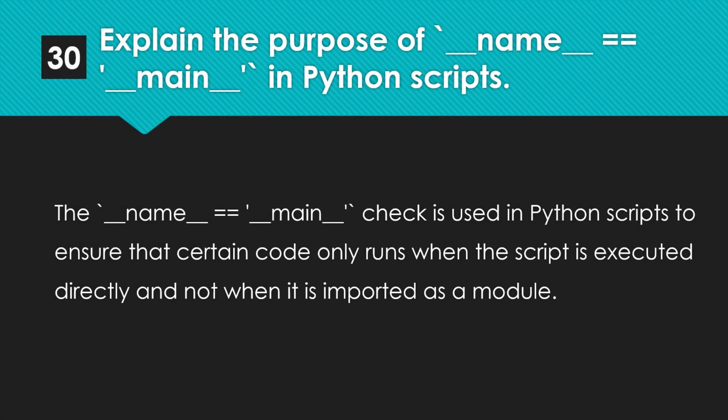Explain the purpose of __name__ == "__main__" in Python scripts. The __name__ == "__main__" check is used in Python scripts to ensure that certain code only runs when the script is executed directly and not when it is imported as a module.